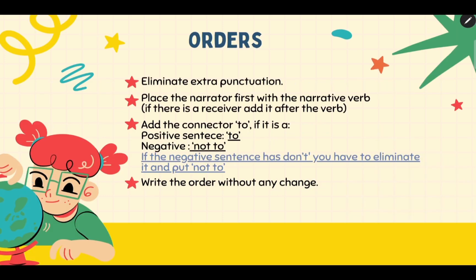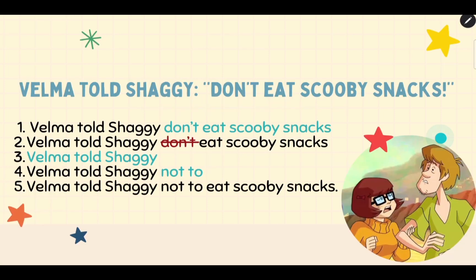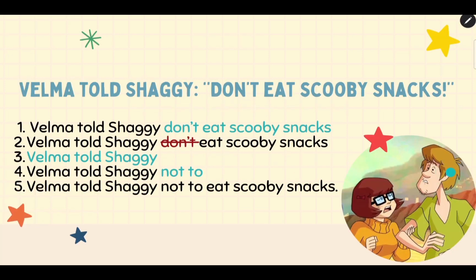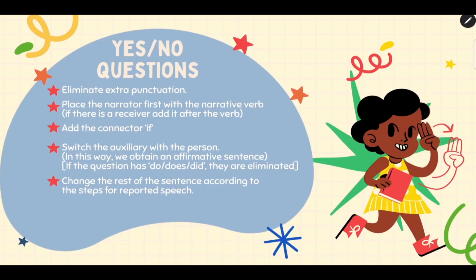Okay, right? But remember, if we have the auxiliary "don't," we have to eliminate it, and we need to place the connector "to" in negative, that is "not to." Now let's see, we eliminate "don't" and we place "not to," and at the end we just continue writing the order without any change. So Vilma told Shaggy not to eat Scooby snacks. Great. Now we're going to continue with yes/no questions.